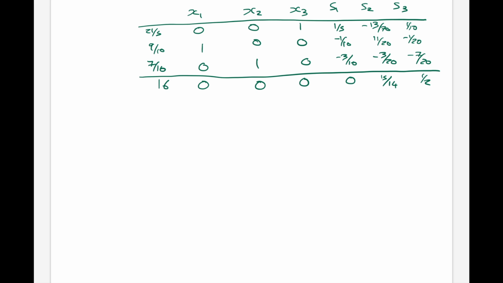Part B asks, pivot one more time to find all optimal solutions and give your answer in a specific form.